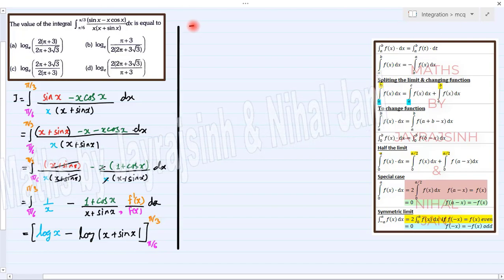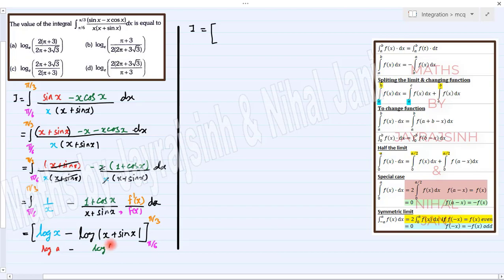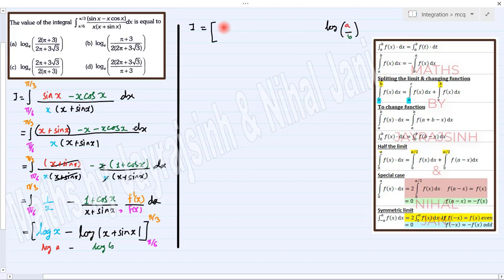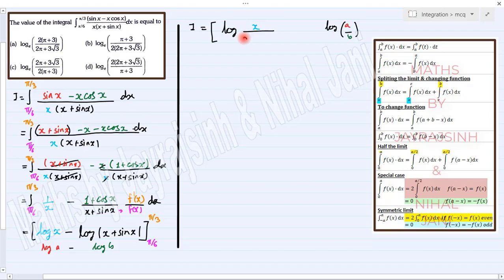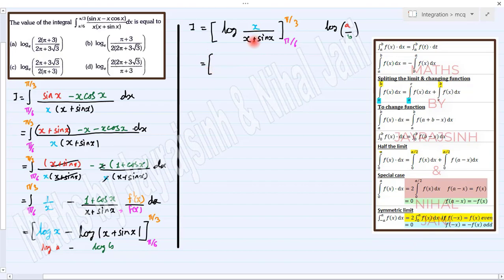Now, before we substitute the limit, let's simplify. We have log a minus log b, which can be rewritten as log of a by b. So here we'll get log of x upon x plus sin x. Limit is from pi by 6 to pi by 3. Okay, now we are ready to substitute the limit.